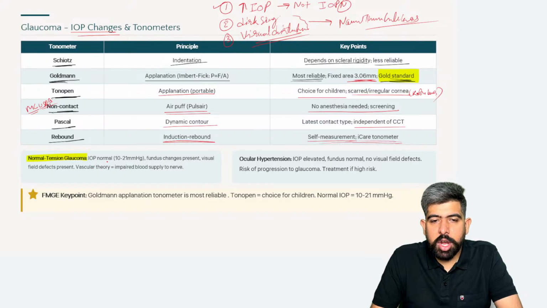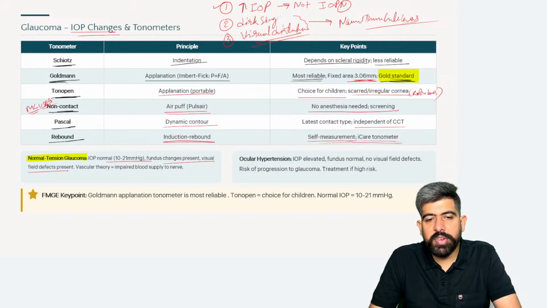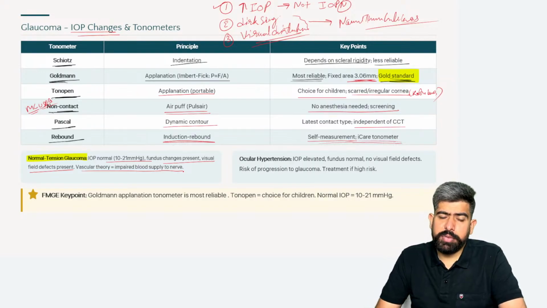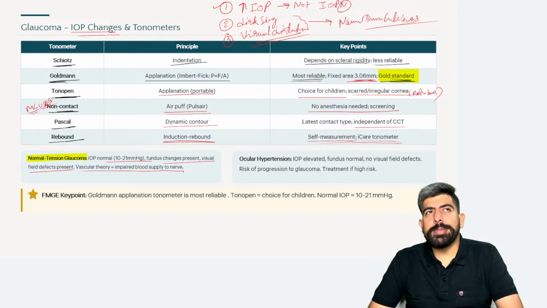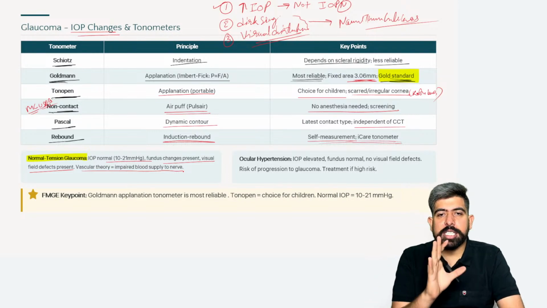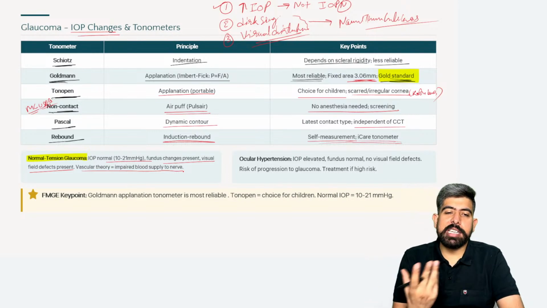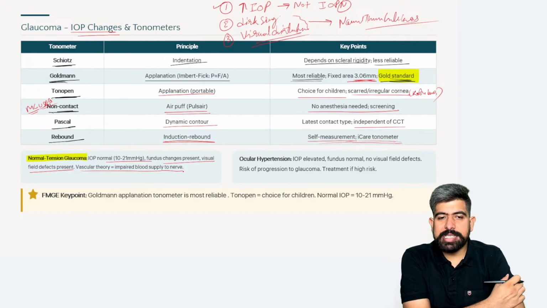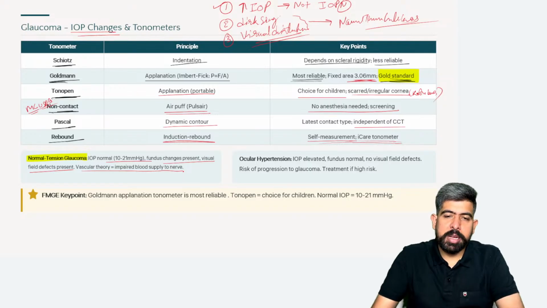So the IOP is normal, 10 to 21 mmHg, but the fundus change is present and the visual field defect will be present. And this depends on the vascular theory, the independent blood supply to the nerve. But please remember the field changes and the disc changes, the fundus changes should be present. So we can say it is normal tension glaucoma.